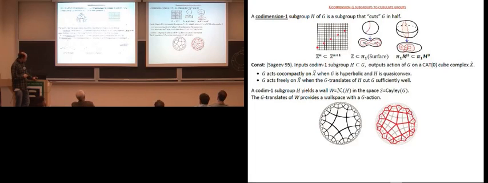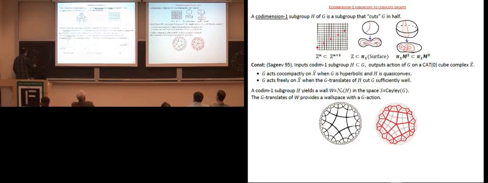Well, back to Sageev, what he did really was he took a codimension 1 subgroup as an input, and he output an action of a group on a CAT(0) cube complex. And you know how to do this now. Basically, when you have that codimension 1 subgroup, so you have your Cayley graph, right, which maybe looks something like this.